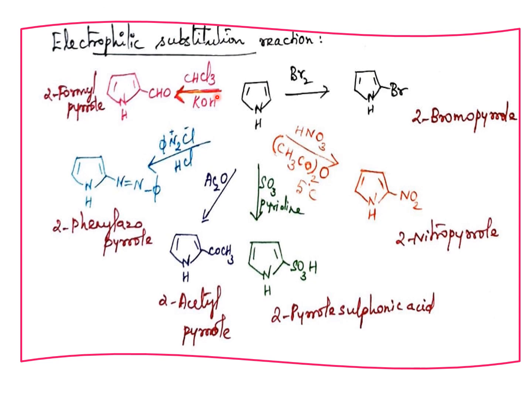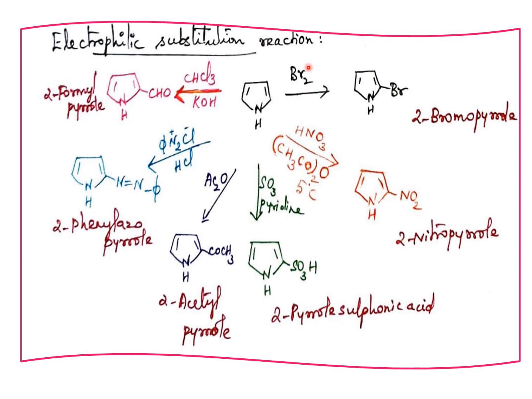Here we are going to see the different electrophilic substitution reactions of pyrrole. We know that in an electrophilic substitution reaction in an aromatic compound, one of the hydrogens is replaced by an electrophile. That is, hydrogen is substituted by an electrophile. Already we discussed in the previous slide that the electrophile will go to the second position. That is, in pyrrole, electrophilic substitution reaction takes place at the second position.